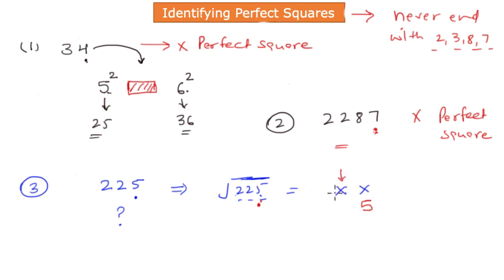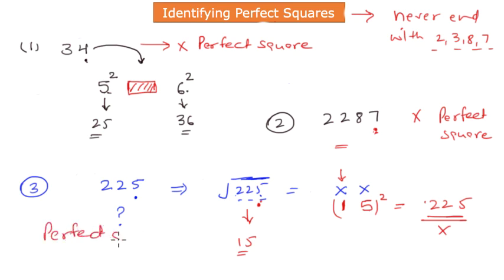So since it is a 2-digit number, we'll start with the lowest number that could go there, and that will be 1. Now if I try to find the square of this number, the square of 15 is 225, and bingo, there you go. The square root of 225 is 15. Okay, and hence it is a perfect square. Yes, it is.